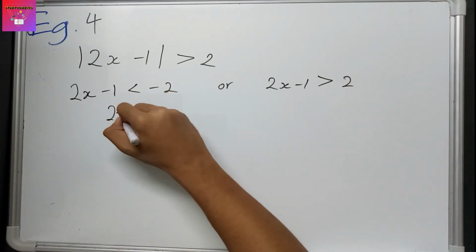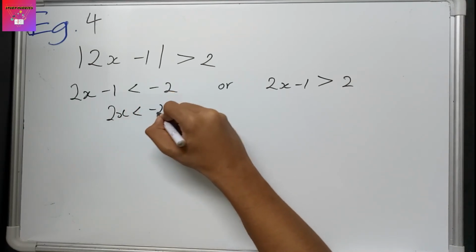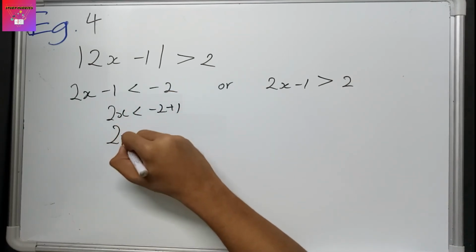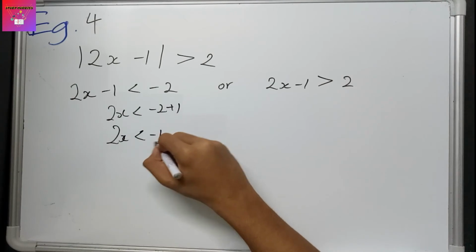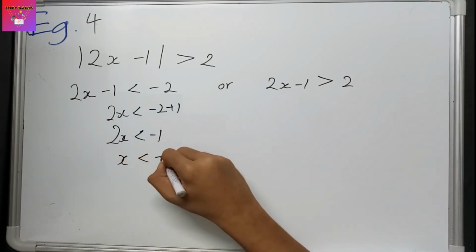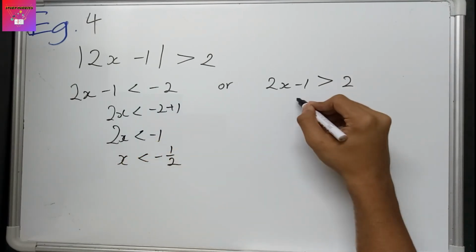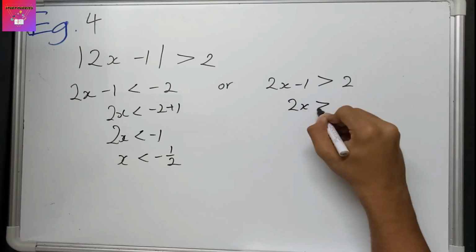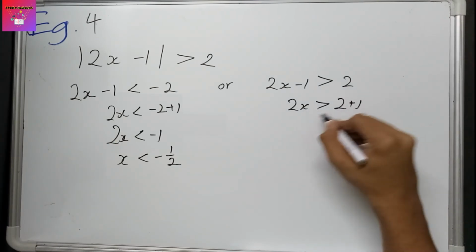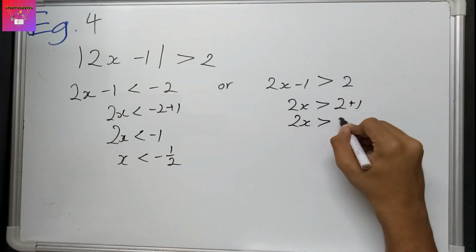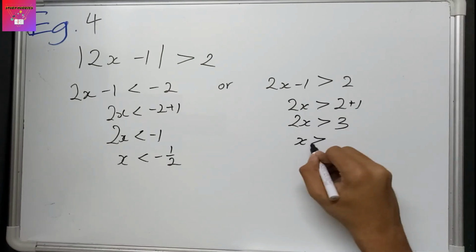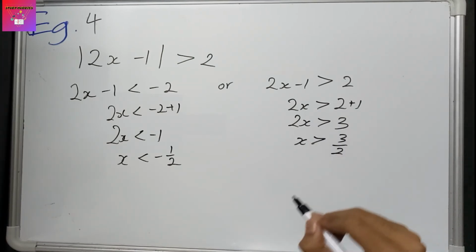We are going to get 2x is lesser than negative 2 plus 1. So 2x is lesser than negative 1, and x is going to be lesser than negative 1 over 2. And for this side, 2x is going to be greater than 2 plus 1. So 2x is going to be greater than 3. x is greater than 3 over 2.